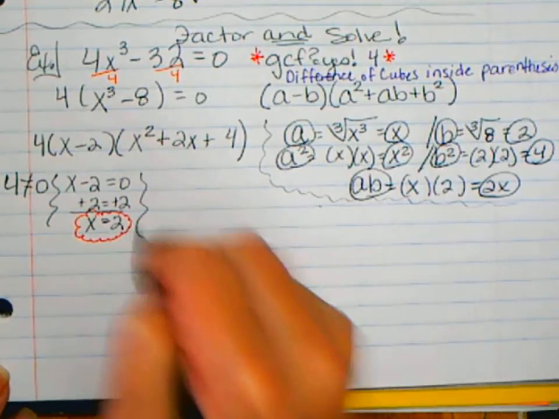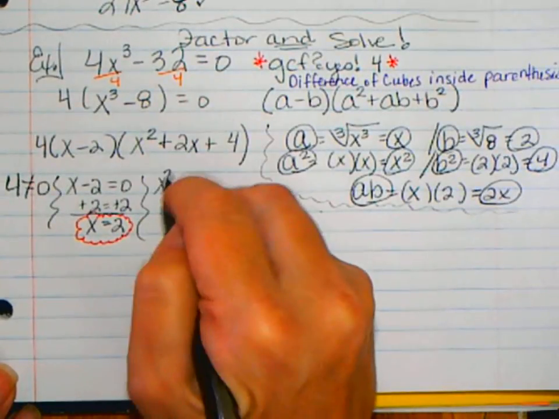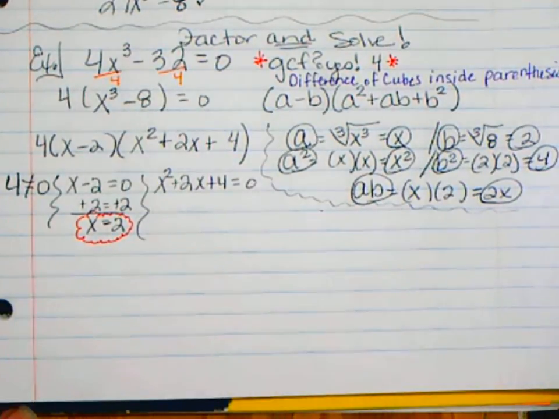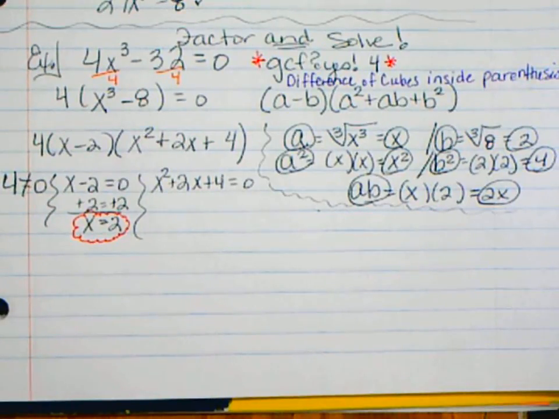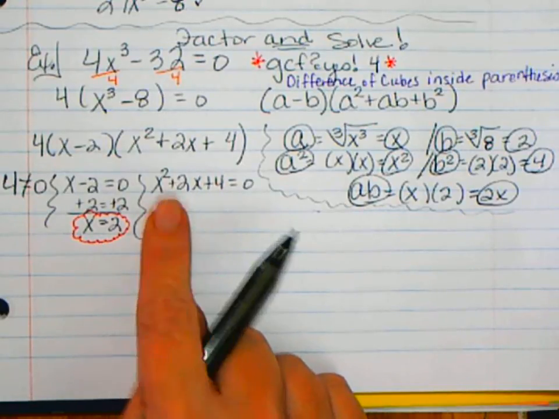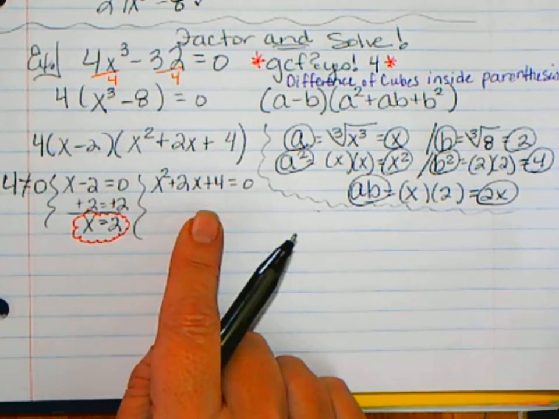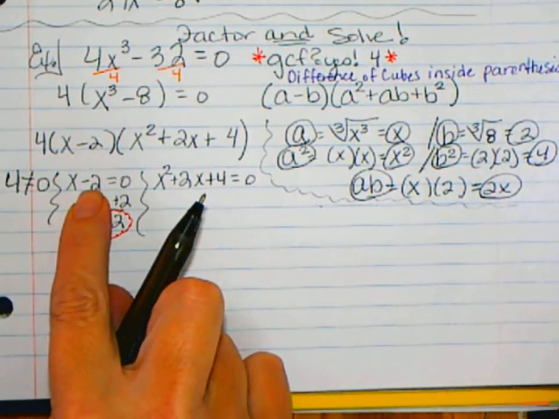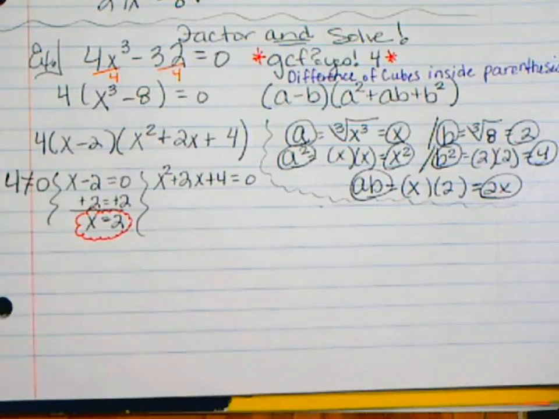Now my other factor is x squared plus 2x plus 4. If I set it equal to 0 and subtract 4 from both sides, can I get the x by itself? Can I isolate the x? No, because we have a quadratic term and a linear term. If we were missing one of those, we could solve for x, no big deal. But we have them both, so you can't just isolate the x like we could over here because we didn't have that quadratic term.